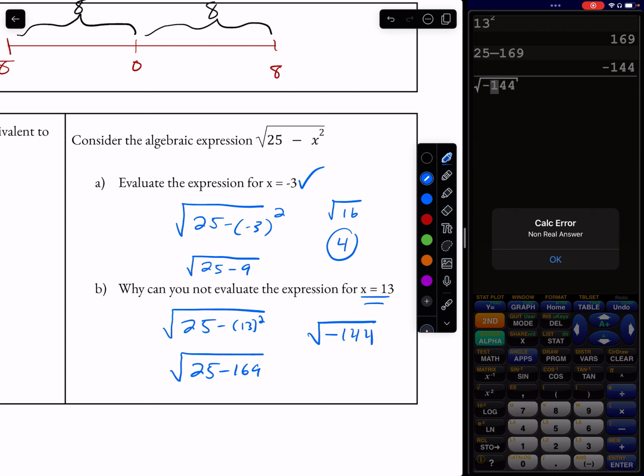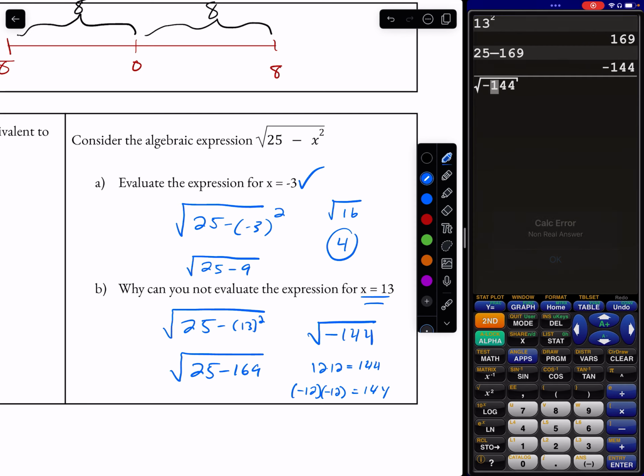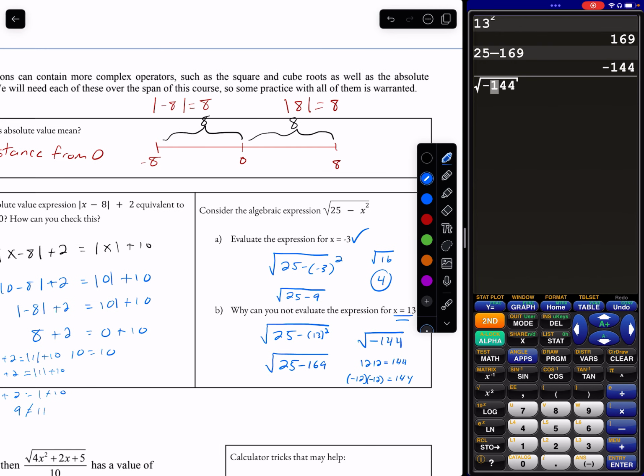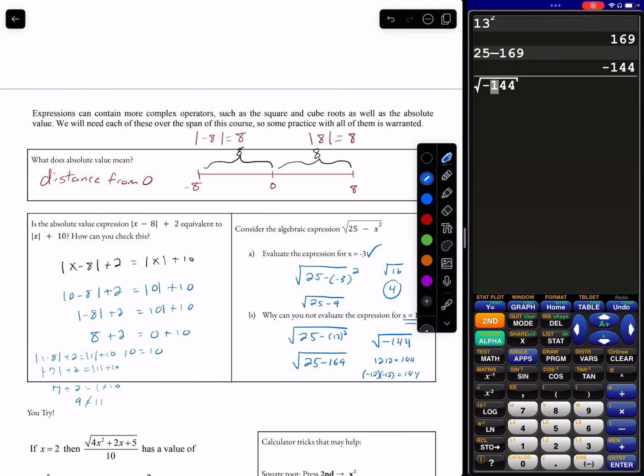And why is that the case? Well, remember, a square root is a number times itself. So 12 times 12 is 144, and then -12 times -12 is also 144. So there's no way to get to -144 using the same number. So you have to be careful with square roots and absolute value. They get a little tricky when you're evaluating those expressions.